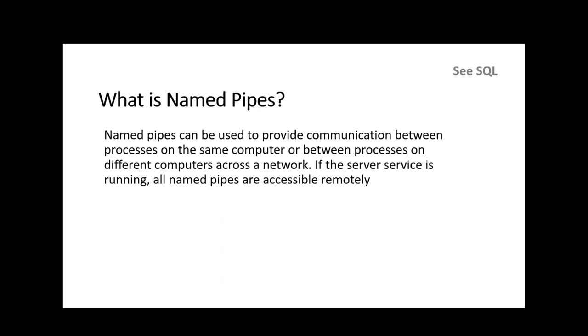Then what is named pipes? As per Microsoft, named pipes can be used to provide communication between processes on the same computer or between processes on different computers across the network. If the server service is running, all the named pipes are accessible remotely. That means the database server can be accessed remotely from the entire LAN once named pipes is enabled.